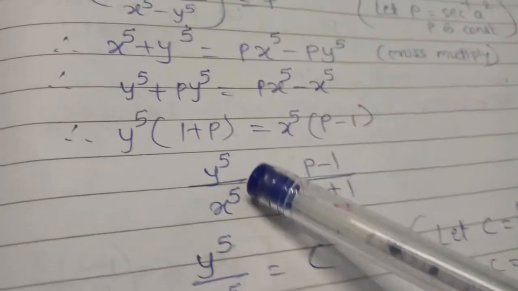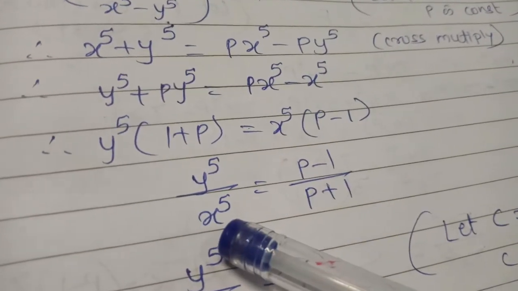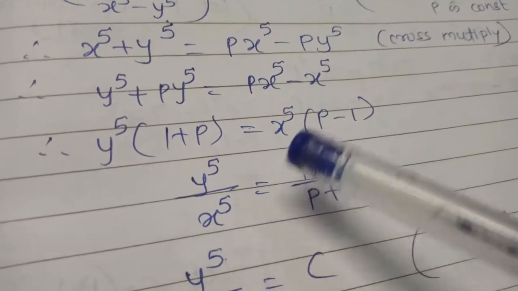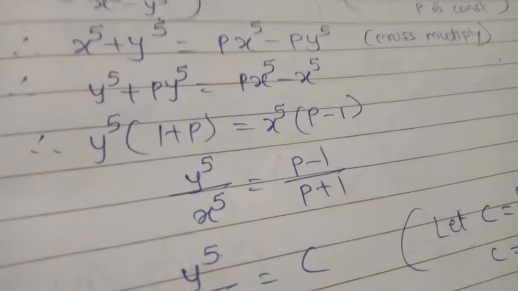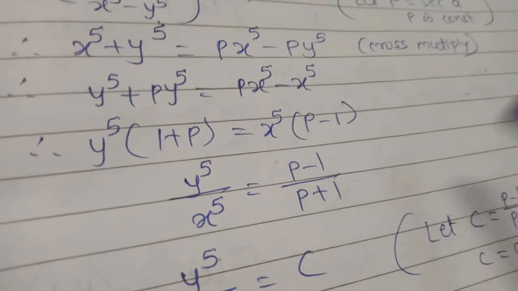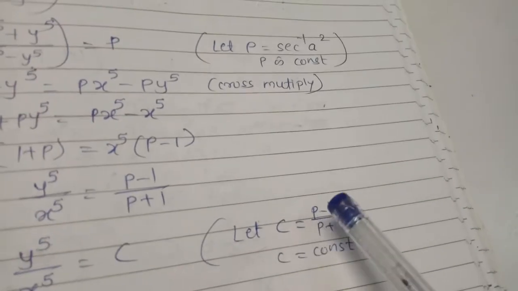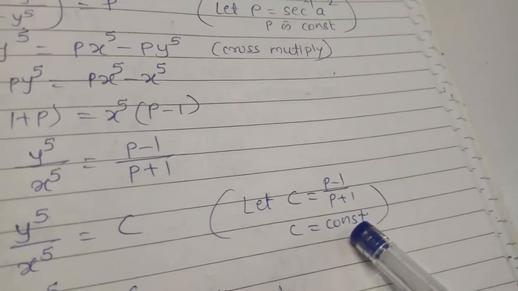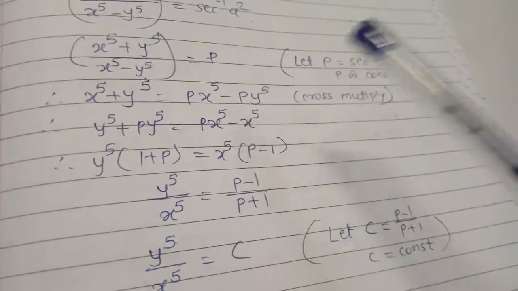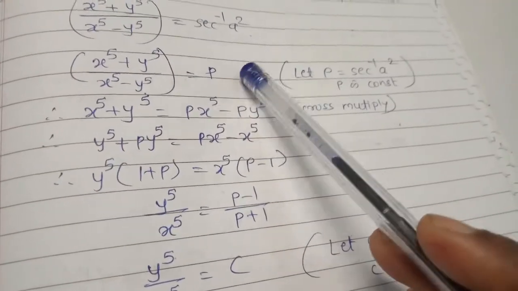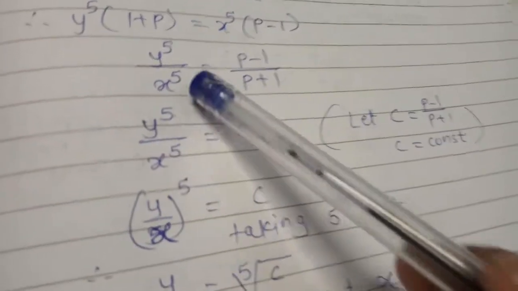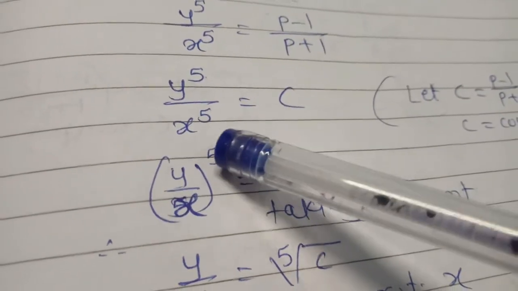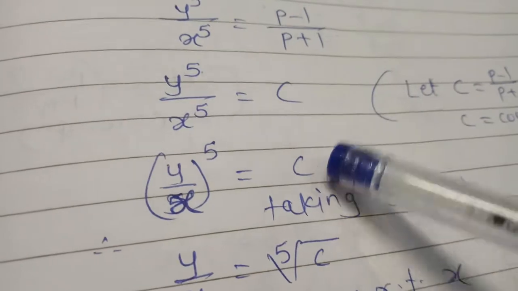So y raised to 5 we put as it is and x raised to 5 will go in the denominator. Here p minus 1, and this 1 plus p we can also write as p plus 1. Again these are constants, because you know a and p are constants. So for both these constants we take another constant, that is c. So here we write c is equal to p minus 1 upon p plus 1, where c is the constant. That means we have taken a constant twice, first p and then c. And now both have the same power, so we put the bracket and power once, that is y upon x raised to 5 is equal to c.